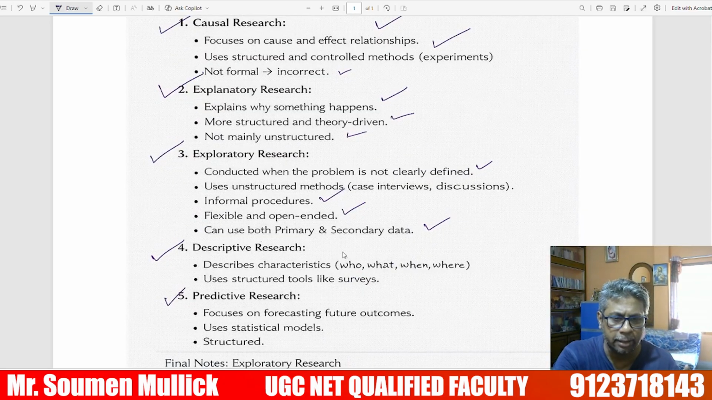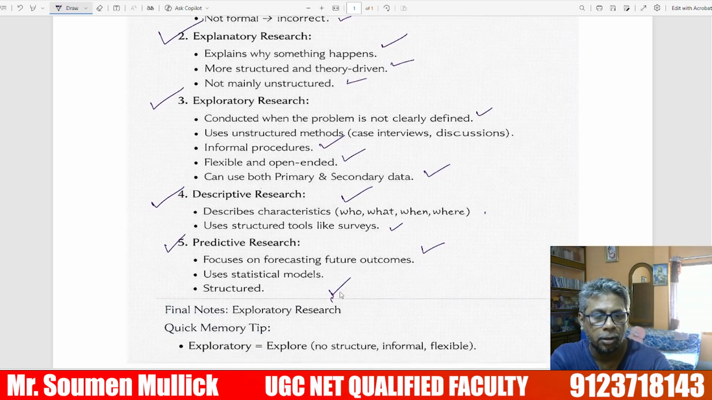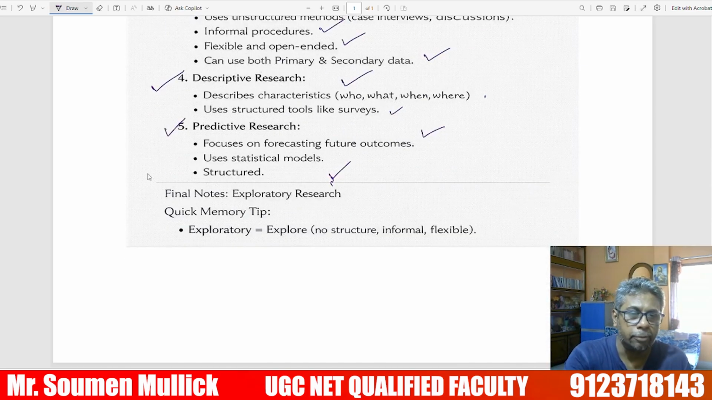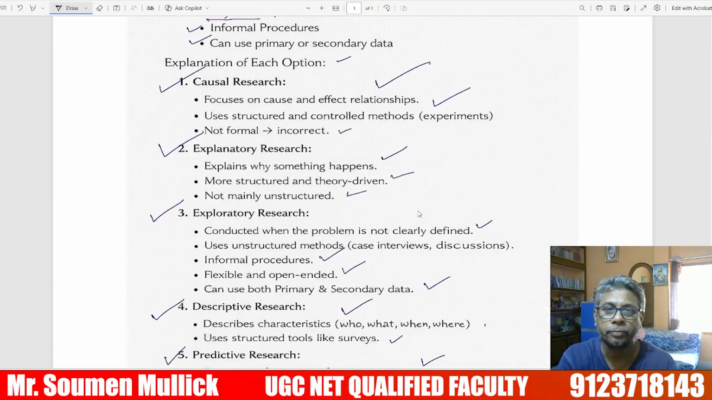Descriptive research describes the characteristics: who, what, when, where, and uses structured tools like surveys. Predictive research focuses on forecasting future outcomes using statistical methods. So, final note, exploratory research is the correct option. This is a quick memory tip: exploratory means explore, no structure, informal and flexible.